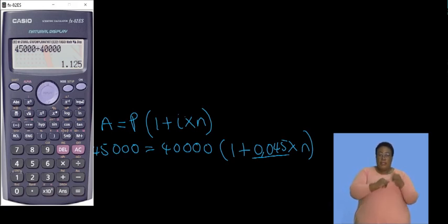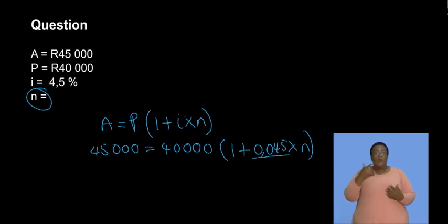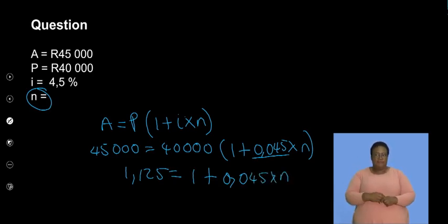Now, one mistake that we normally make when we get to the calculation, or when we write down our steps, is that we write this as 1.13, which is not incorrect, because that's what it is on a rounded off scale. But financial maths does not allow us to round it off. We would need to use it as 1.125 as is. And therefore, I have 1.125 is equal to 1 plus the 0.045 multiplied by n. I don't need the brackets anymore because there is nothing outside the bracket.